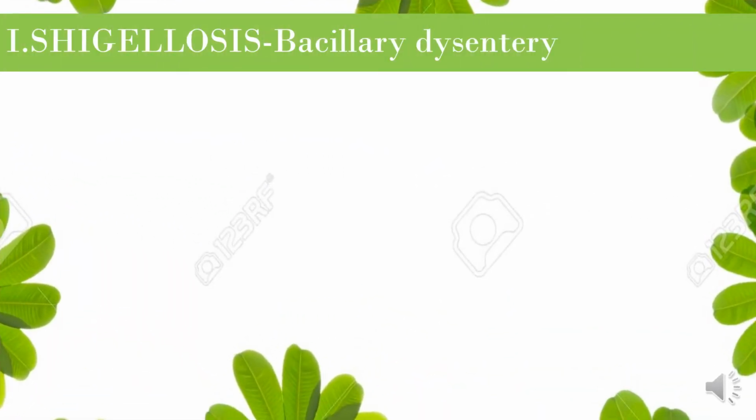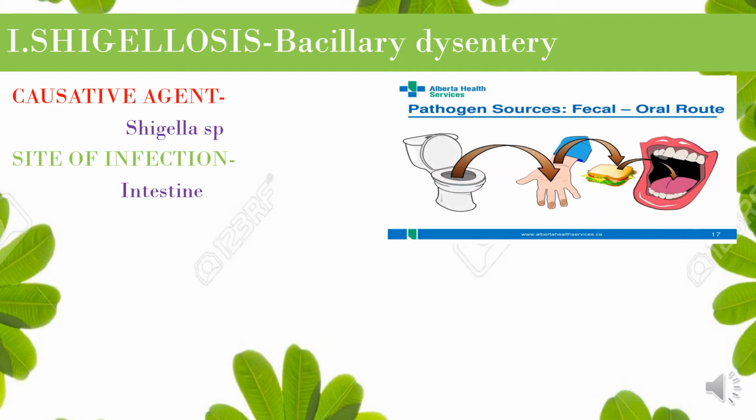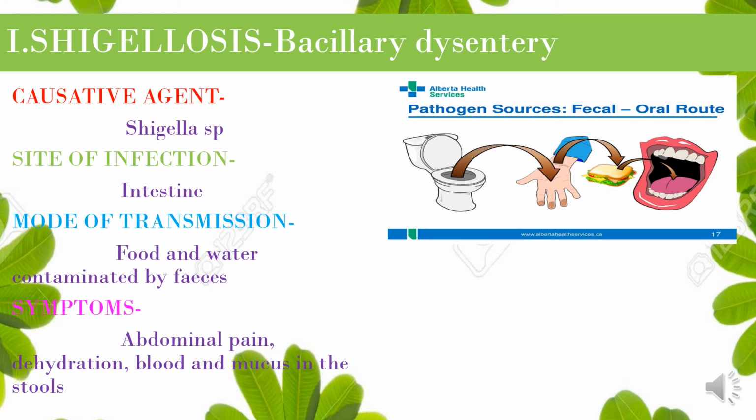Let us go into the first bacterial disease called Shigellosis, the bacillary dysentery. This disease is caused by the Shigella species. It commonly infects the intestine of an organism. This disease is transmitted by contaminated food and water, when the food and water is contaminated with feces, or you can say the fecal oral route. The disease is transmitted through the fecal oral route.